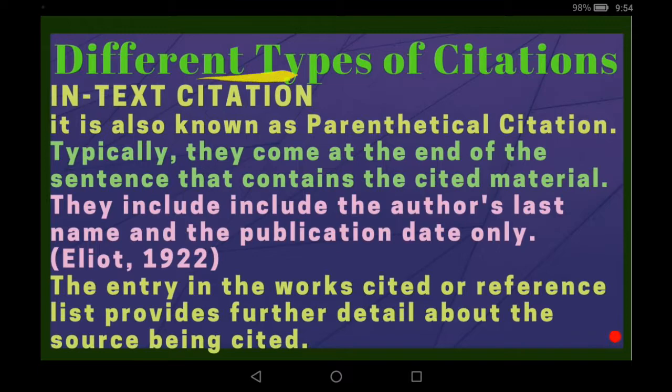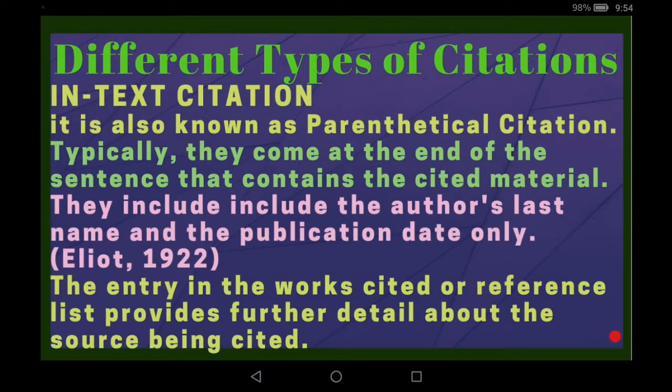First, different types of citation. The first and very common citation style is In-Text Citation. Now, what is In-Text Citation? It is also known as parenthetical citation. The reason behind it is that it is always put into parentheses. Typically, they come at the end of the sentence that contains the cited material. That is why it is called In-Text Citation.